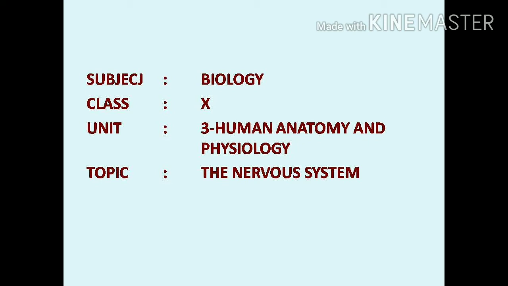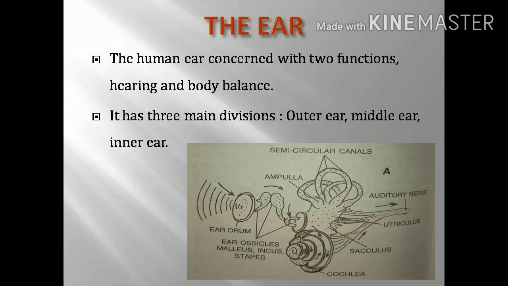Now we can study the structure of the ear. The human ear is divided into three parts: the external ear, the middle ear, and the inner ear or internal ear. Here in the diagram you can observe the external ear, middle ear as well as the inner ear.